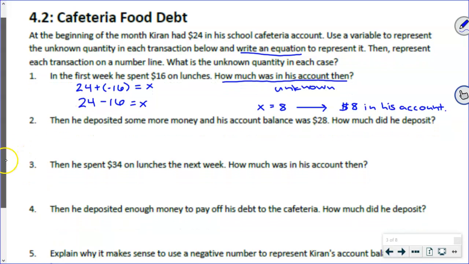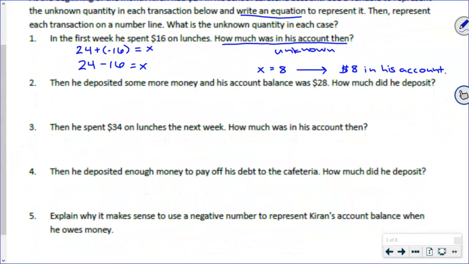All right, then he deposited some more money and his account balance was 28. We need to have a conversation about this word. This is an easily misunderstood word by many 7th graders. What does deposit mean? Luke? Yes, he is adding money to his account.